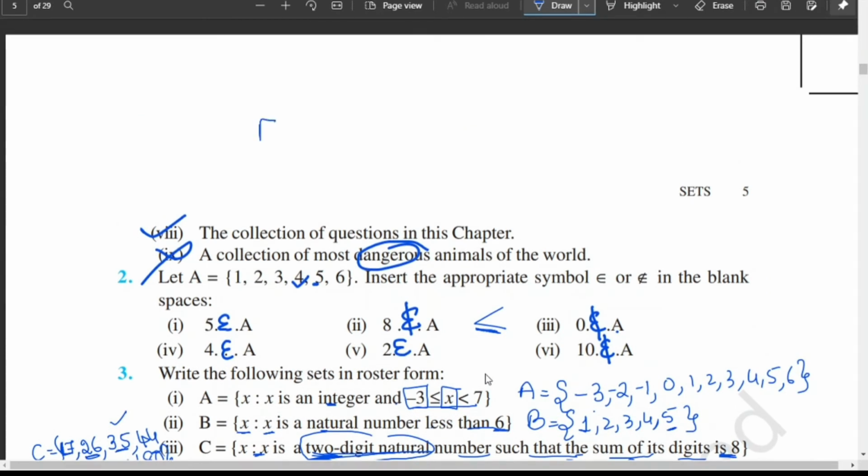Trigonometry. I will write T, R, I, G, O already written, then N. We are not writing O again because O has already come in. M, E, T is not written because T we have written here. Y. So we are not repeating the letters. So this is a set. The elements of the word trigonometry.